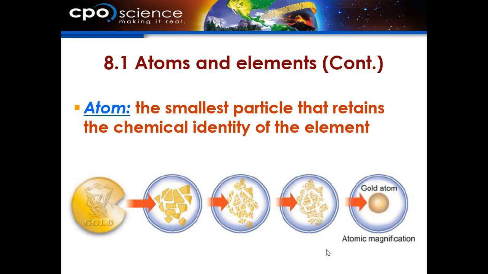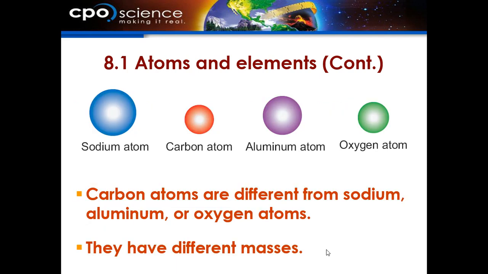So that's an atom. The term atom literally means uncuttable. That's what it refers to. It refers to the smallest piece of something that we are not able to cut anymore. We are not able to break it into other pieces and yet it still be gold.